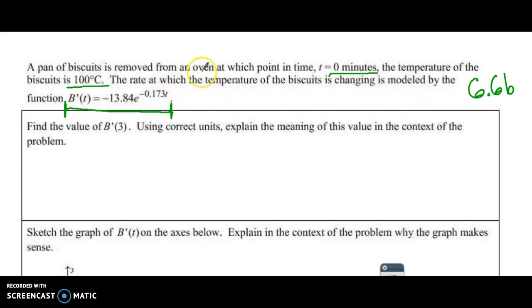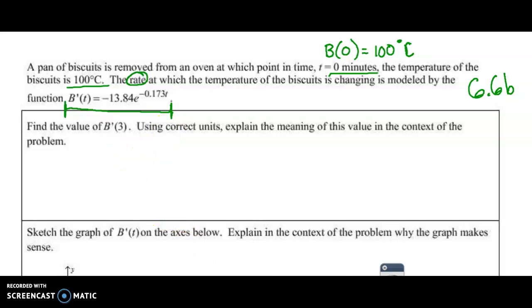Also it is worth mentioning that those are your units, and we have b prime of t, so that is a rate, and they tell you it's a rate. So as I mentioned, this is pretty important to understand that at 0 minutes, we're starting at 100 degrees Celsius. I almost wrote down Fahrenheit. So if I ask you for the value of b prime of 3, this is just pretty straightforward.